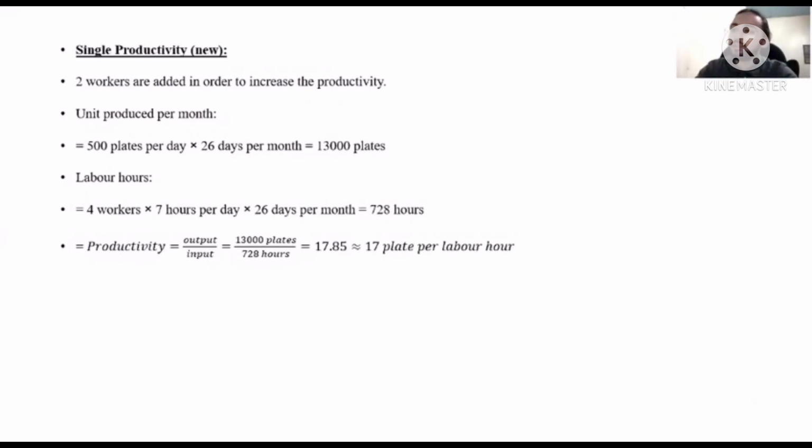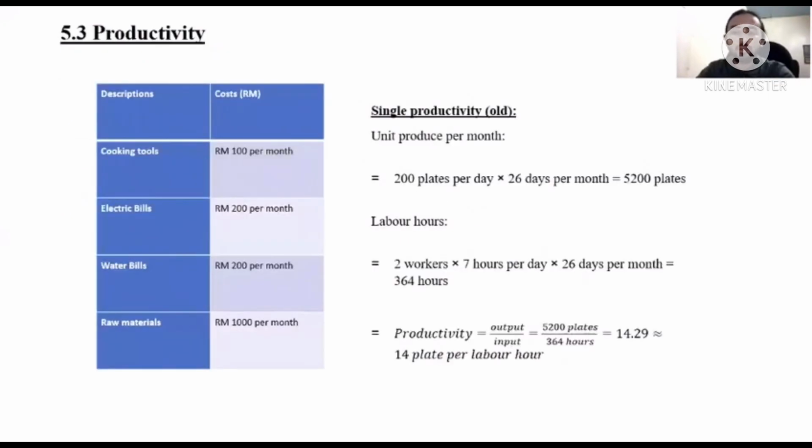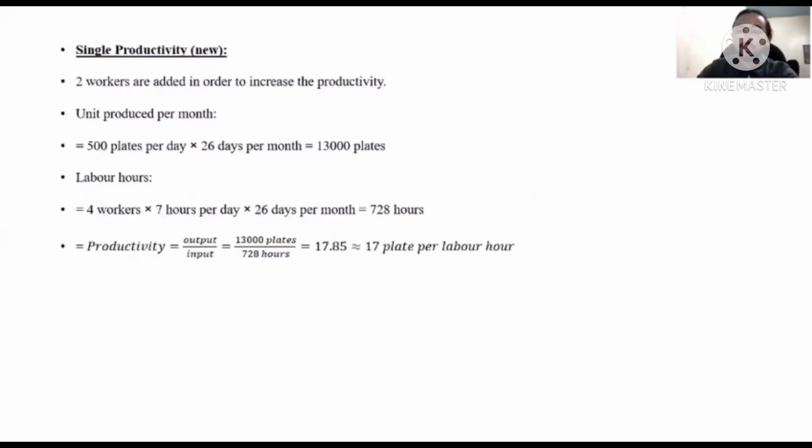Single productivity with the new method. 2 workers are added in order to increase productivity. Unit produced per month is 500 plates per day times 26 days per month equals 13,000 plates. Labor hours is 4 workers times 7 hours per day times 26 days per month equals 728 hours, which increases the productivity to 17.85, equivalent to 17 plates per labor hour, compared to the old one, which is 14.29, equivalent to 14 plates per hour, an increase of about 3 plates per hour.